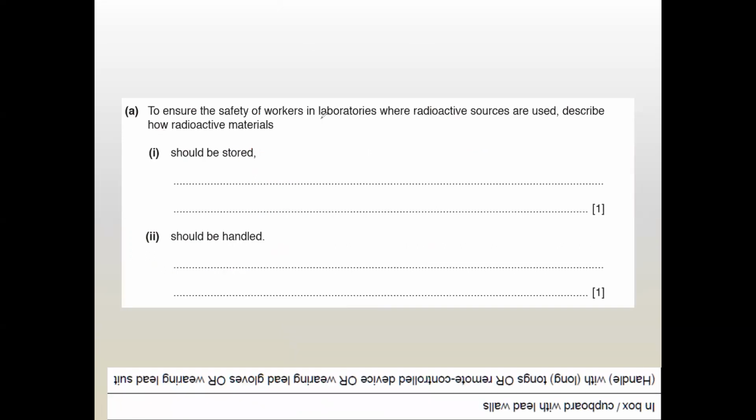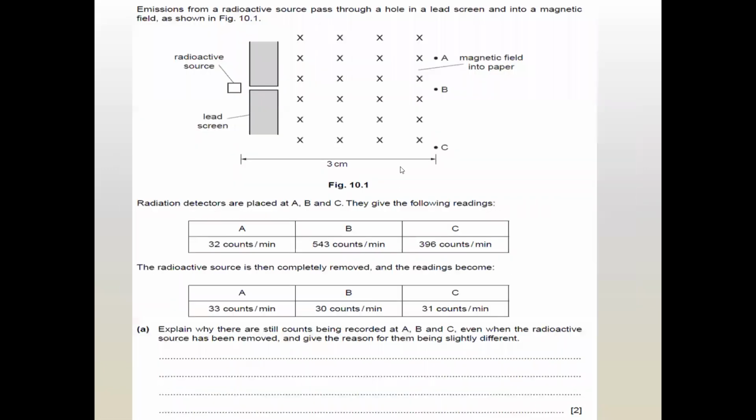Then, to ensure the safety of the worker in the lab where radioactive sources are used, describe how the material will be stored. We will discuss this part; this question we already discussed in the last session.